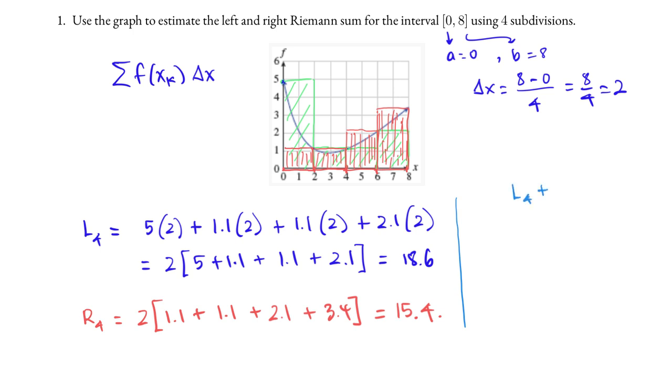In many applications, a better result is to average both the left and the right sum. So we take the left Riemann sum plus the right Riemann sum, divided by 2, which is 18.6 plus 15.4 divided by 2, and we will get 17.